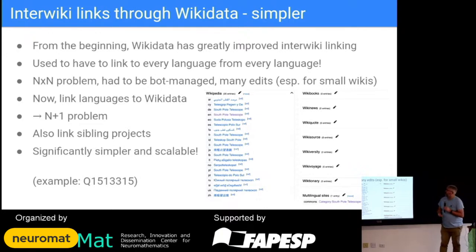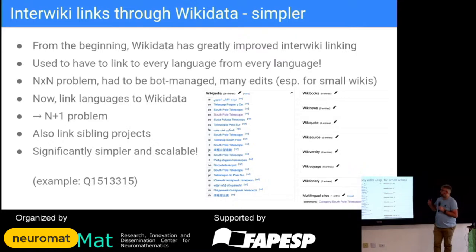So introducing Wikidata then, that basically becomes an N plus one problem. You have Wikidata, you link from Wikidata to each of the different languages, and then you can have code on the languages that queries Wikidata, gets this list back of all the languages, and shows that. So you don't need to edit it on the Wikipedia at all anymore. Everything is managed on Wikidata. And that greatly simplified the problem.